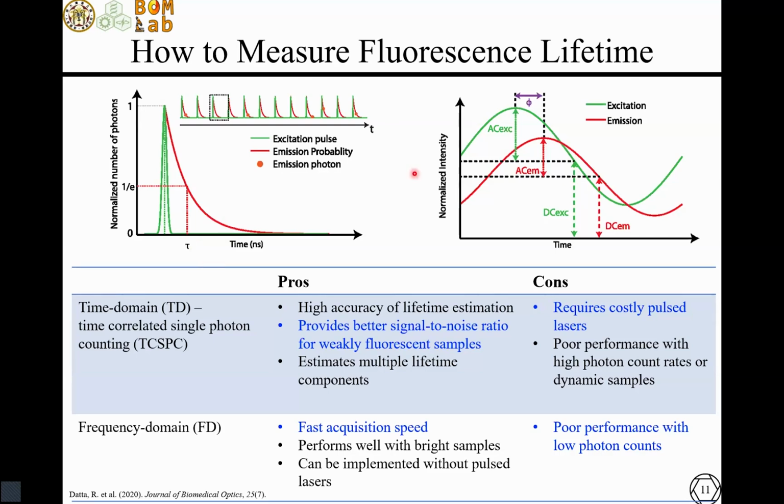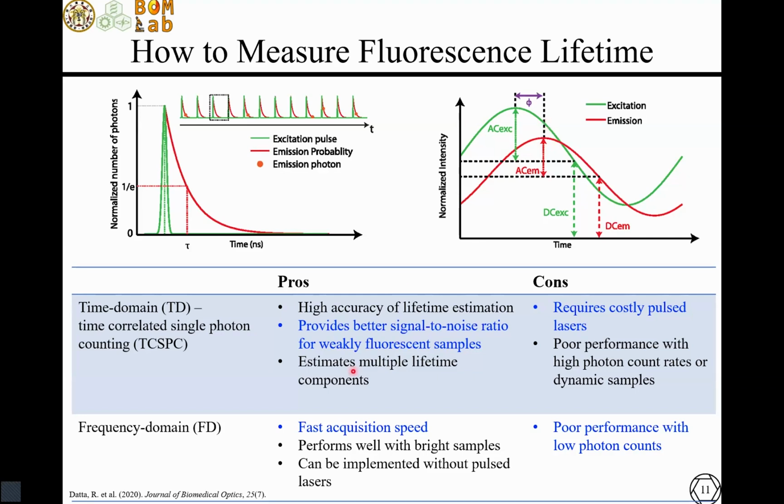So that's why we want to use the frequency domain one to measure the fluorescence lifetime. In this way, we modulate our excitation light in a sinusoidal way. And we obtain the same frequency, but with a different amplitude and a phase shifted emission curve. From this amplitude difference and also the phase difference, we can estimate the lifetime.